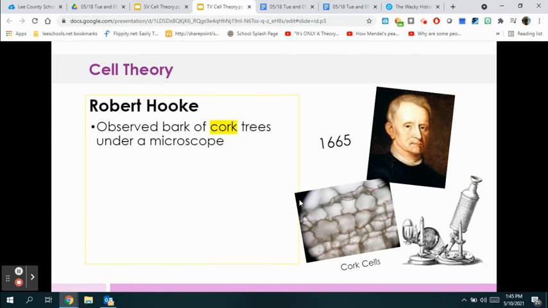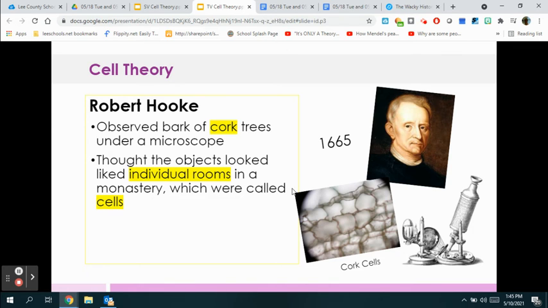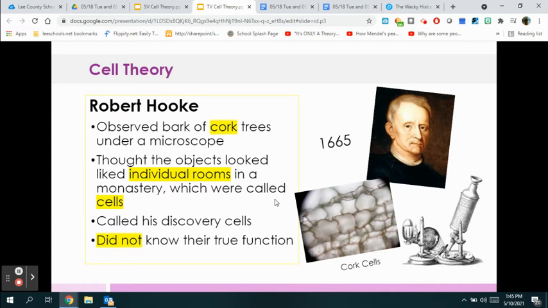Robert Hooke. He observed the bark of cork trees under a microscope. He thought the objects looked like individual rooms in a monastery, which are called cells. He called his discovery cells, and he did not know their true function.